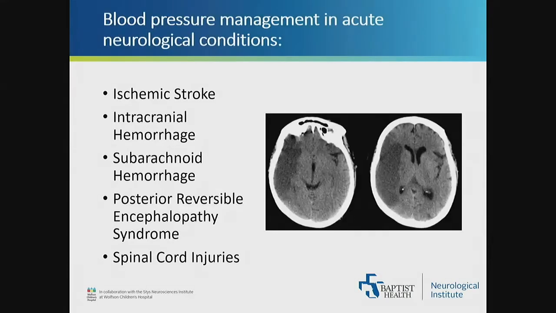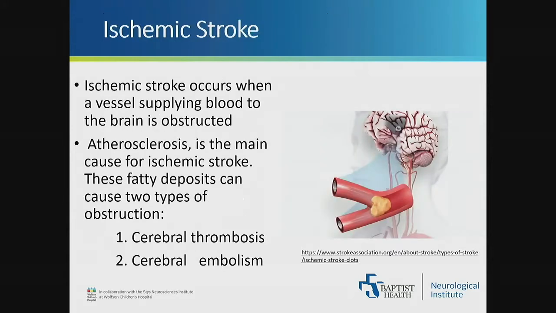There we go. So some of the neurological conditions that I'm going to cover are ischemic stroke, intracranial hemorrhage, subarachnoid hemorrhage, posterior reversible encephalopathy, and spinal cord injuries. So first we'll start off with ischemic stroke. Here's a list of our definition of ischemic stroke. I know you all know what ischemic strokes are.